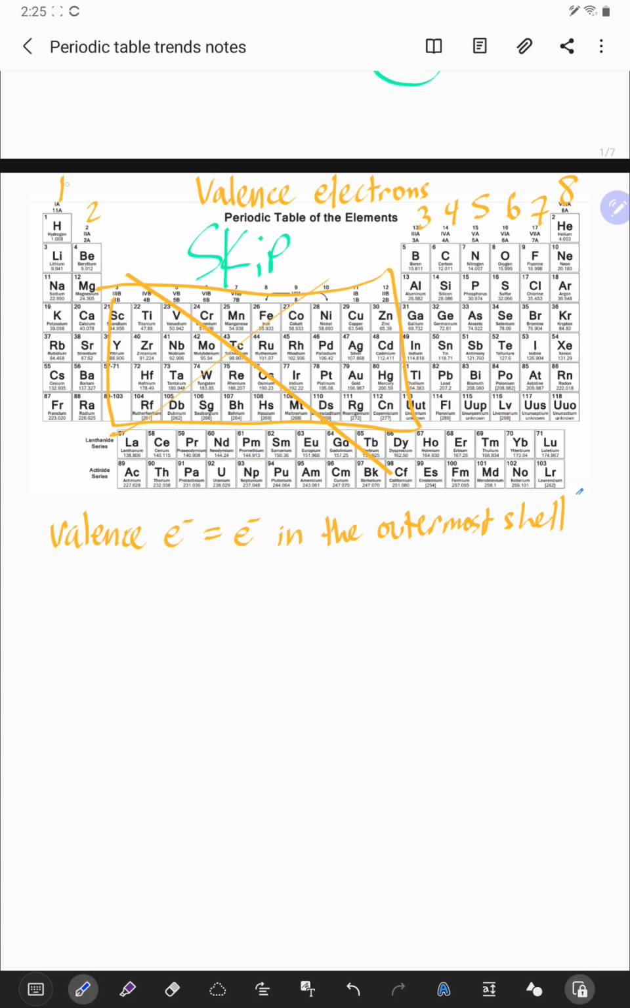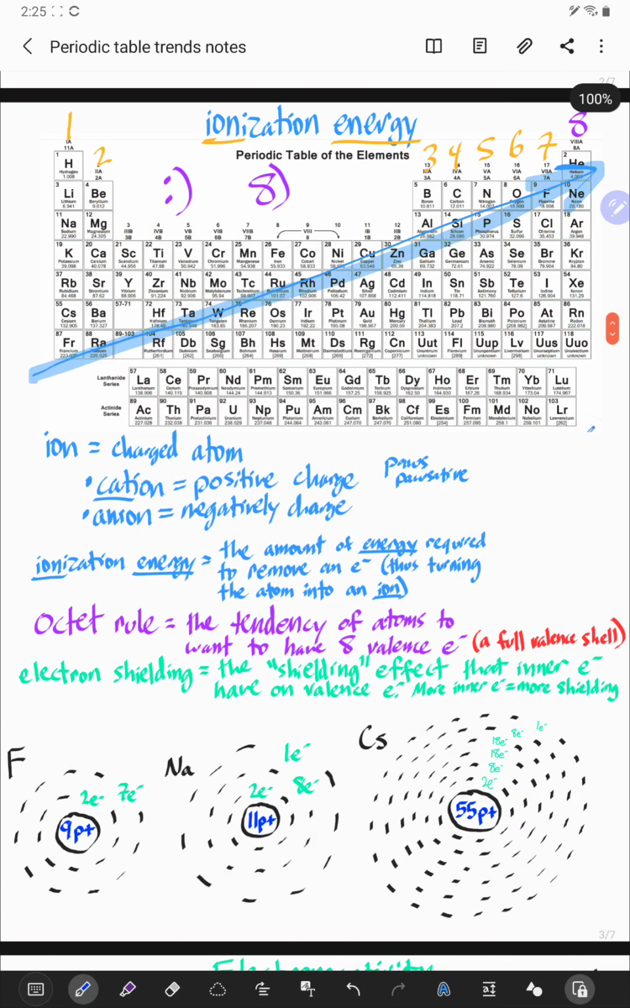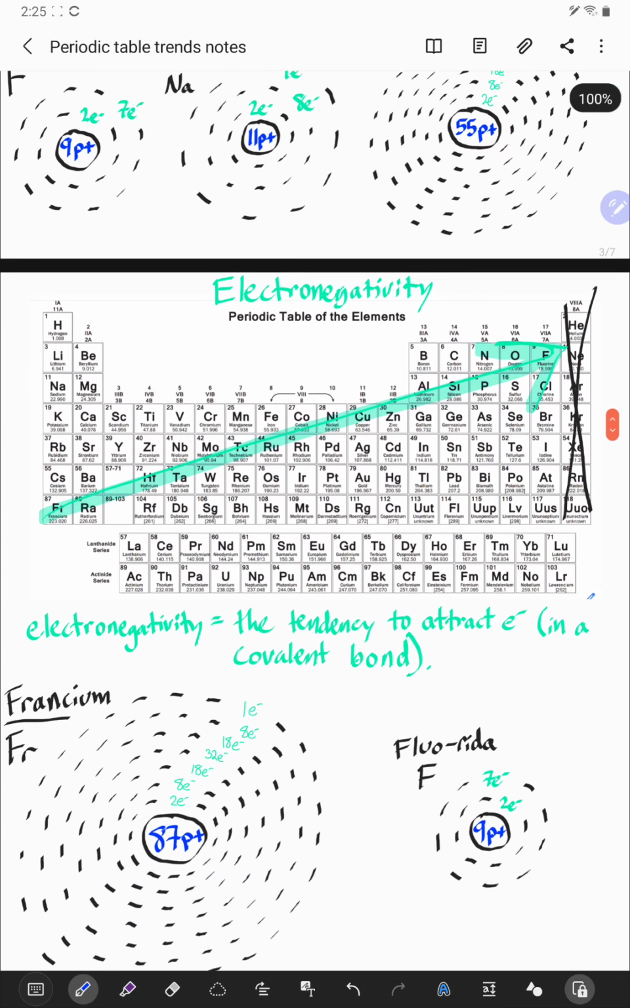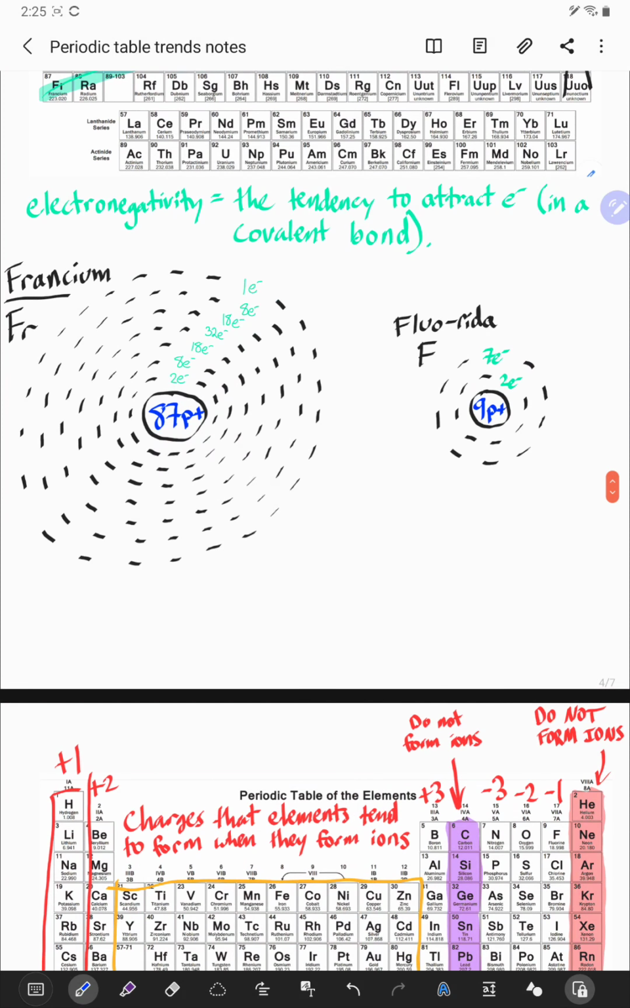So column 1 has 1 valence electron. Elements in column 5 have 5 valence electrons, etc. Next, ionization energy will be very important to determine if something's going to react. It'll have a big influence on the reactivity of elements, as will electronegativity. And we'll talk about why here in just a second.